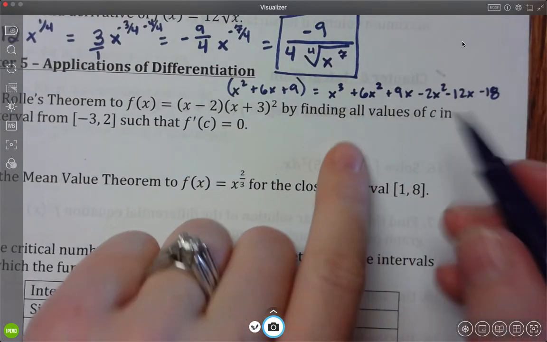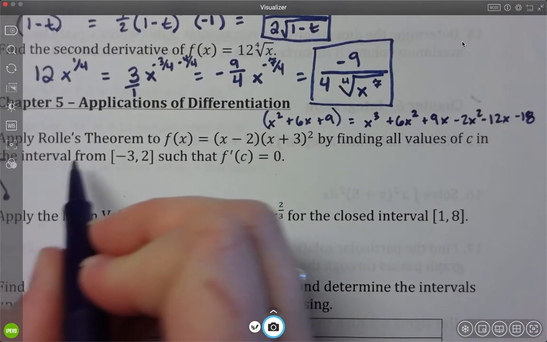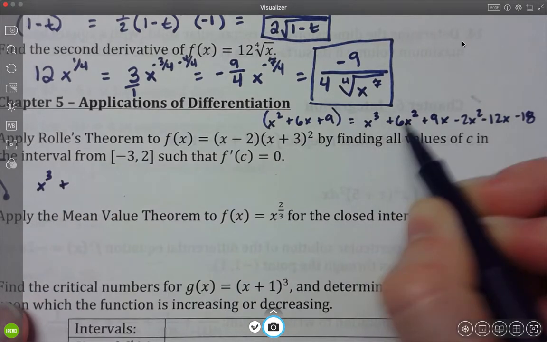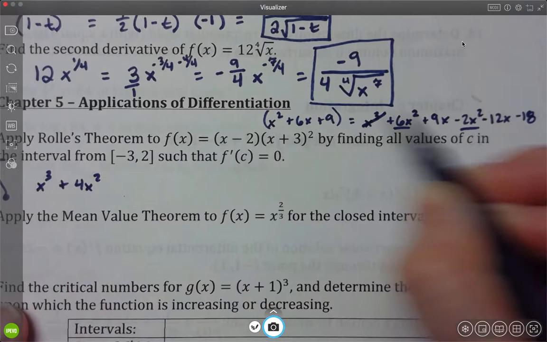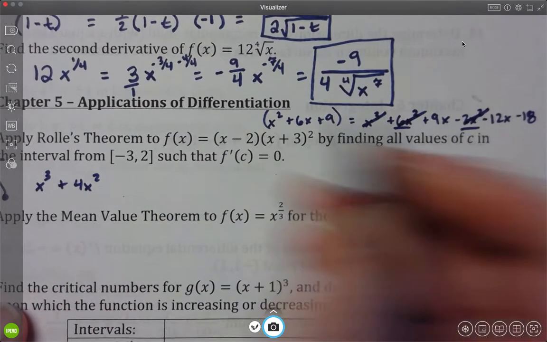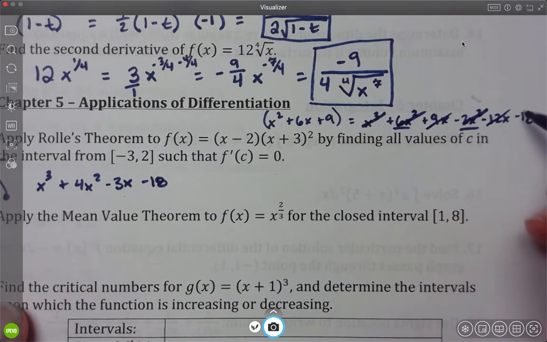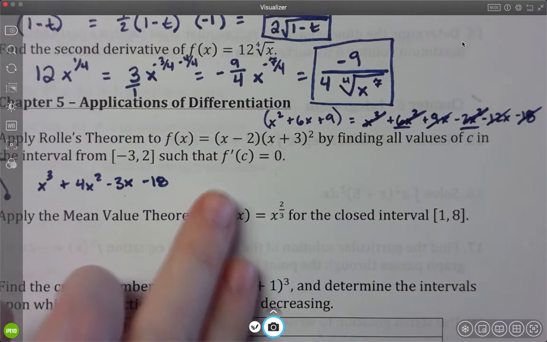And then if I rewrite it down here and combine like terms, x cubed plus 6 and negative 2 is 4x squared. 9 and negative 12 is negative 3x minus 18. There it is. Okay, and now I want to take its derivative and set that equal to 0.